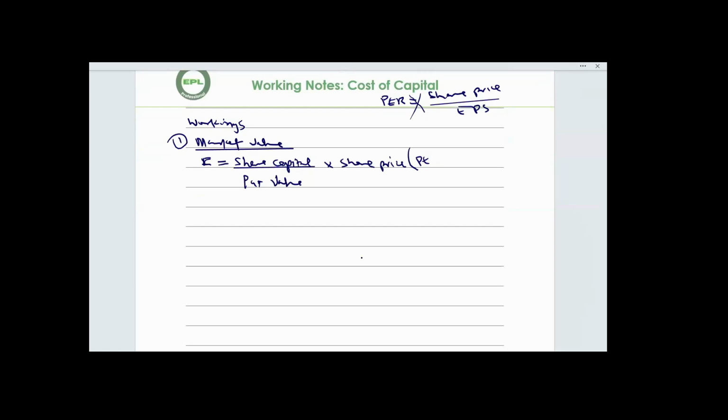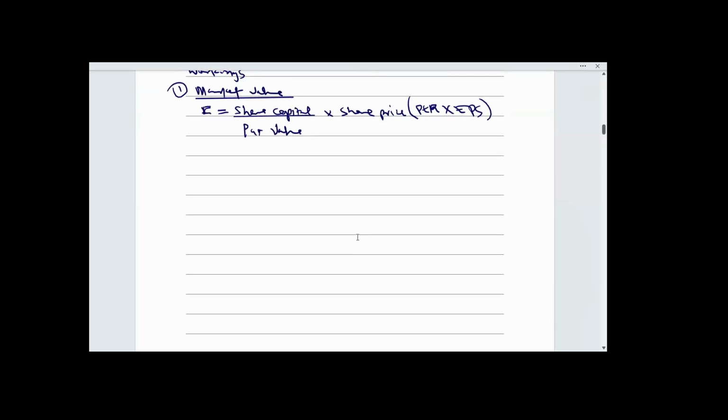So, equal to price earning ratio multiplied by earnings per share. This is the formula according to the question. That's the formula we are going to use to calculate the share price. Therefore, you are going to calculate market value of equity for each of the 4 freezer companies.